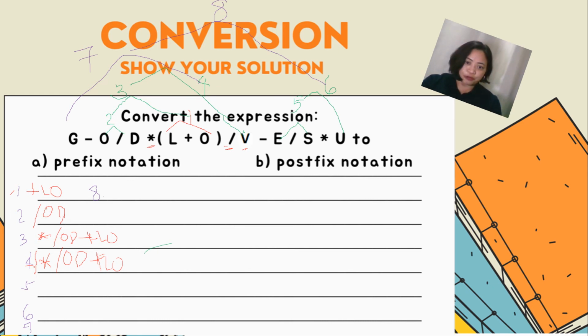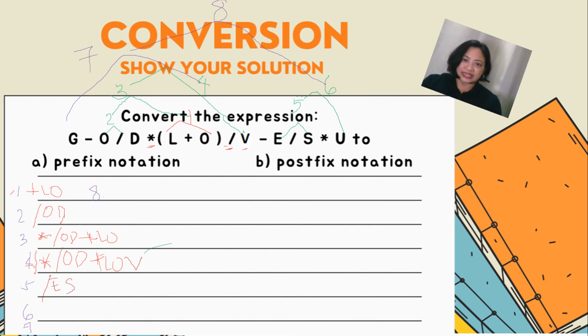So, operand 4 is letter V. Okay? And then number 5. So, number 5 natin ito. E divide S. So, we have operator, operand, operand. Okay, very good. So, operator, divide, operand, E, and then operand, S.